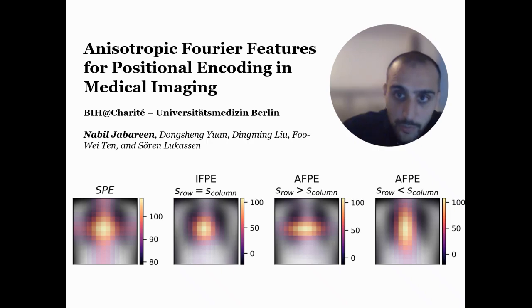Our proposed anisotropic Fourier feature positional encoding, or short AFPE, is a generalization of the previously proposed isotropic version and makes it much more adaptable to the underlying nature of the data. Finally, our proposed AFPE did outperform all other tested positional encodings in anisotropic settings and also in echocardiography videos.